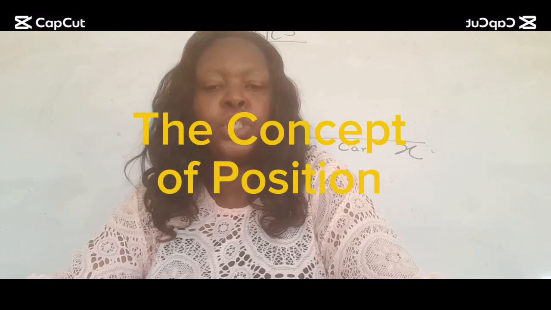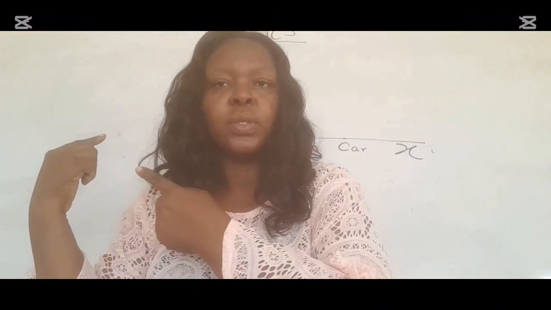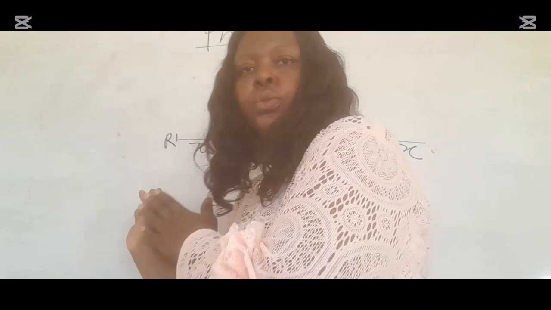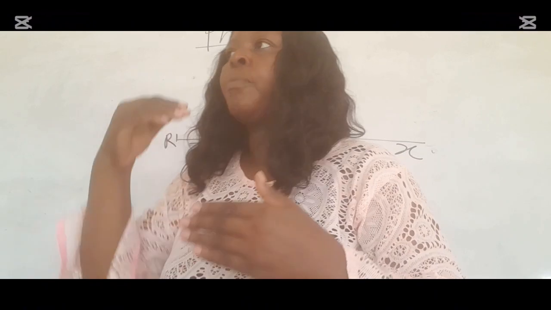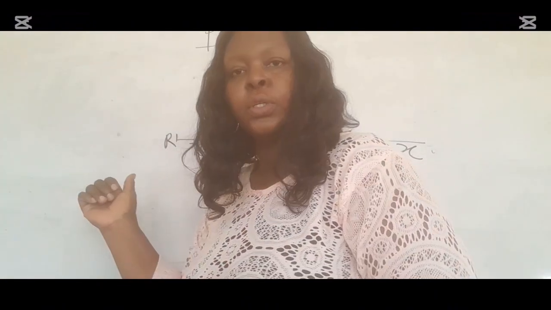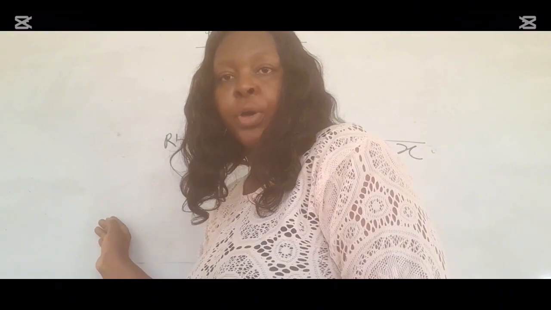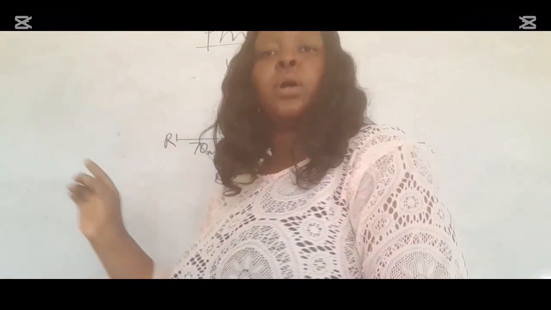The concept of position. The position of a point is determined by its distance and direction from other points. So when you want to determine the position of a point, you have to do it in reference from another point. For instance, using the whiteboard as our reference, you could say the teacher is close to the whiteboard. But if I am far away from the whiteboard, then you could say the teacher is far from the whiteboard.